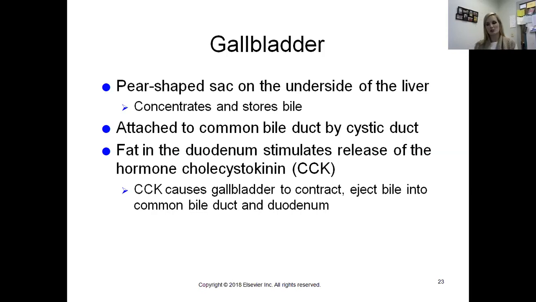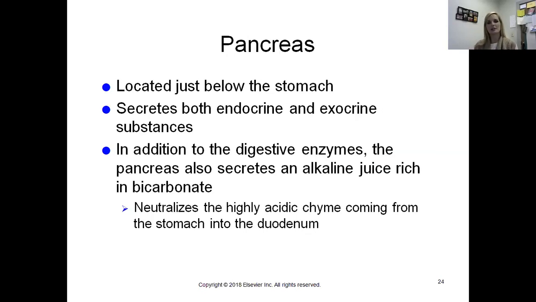The gallbladder is an organ that we can live without. The gallbladder is sometimes susceptible to gallstones, and when somebody does get gallstones, typically it's just an easy surgery to have that gallbladder removed. In the event that the gallbladder is removed, the liver recognizes the loss of that gallbladder and will produce bile as it's needed. All right, and the pancreas, located just below the stomach.